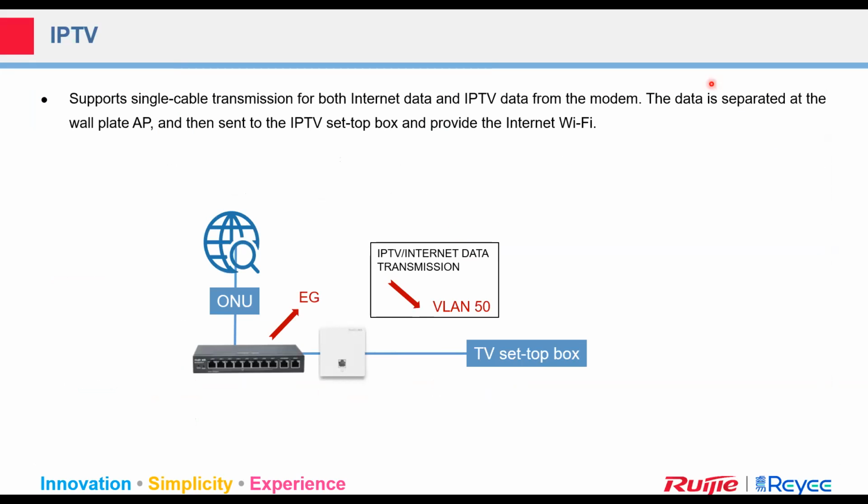So for IPTV, the EG device supports single cable transmission for internet data and IPTV data from the modem. Usually the provider will provide a single link from the ONU to our router, and then we can provide a dedicated VLAN to a TV set-top box. So in this example, you can use VLAN 50.